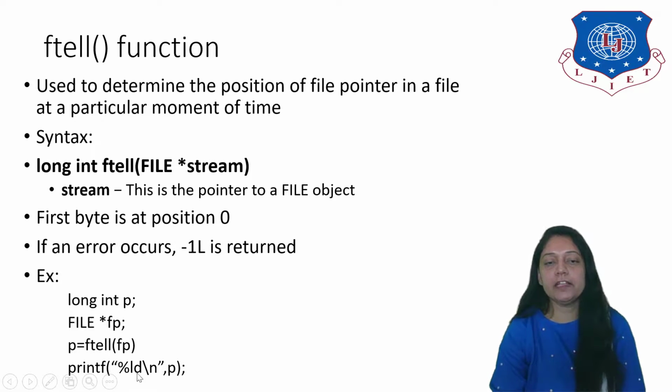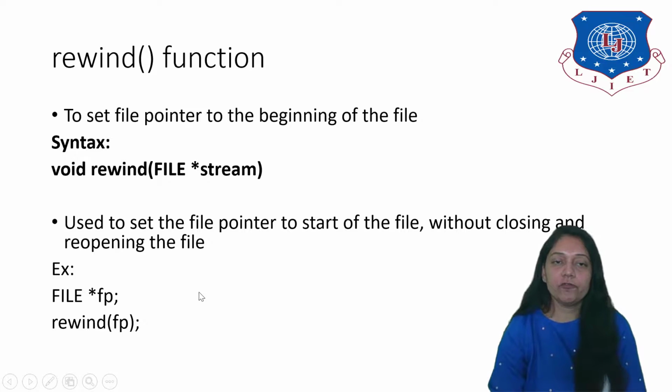Now make sure that the p is of data type long integer. It should not be a simple integer value. And the last file function is the rewind function. It's a very simple function: the rewind function is used to move the file pointer to the beginning of the file. Rewind in brackets, give the name of the file pointer.